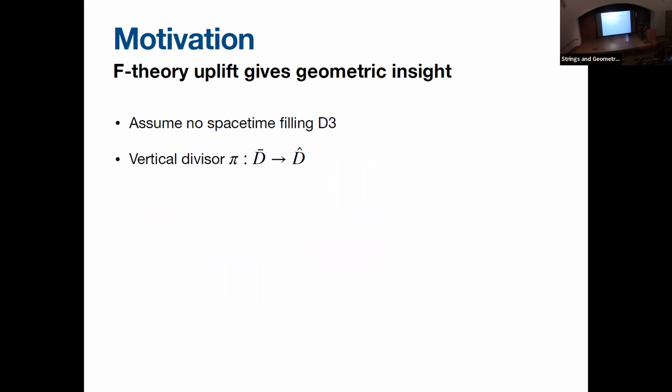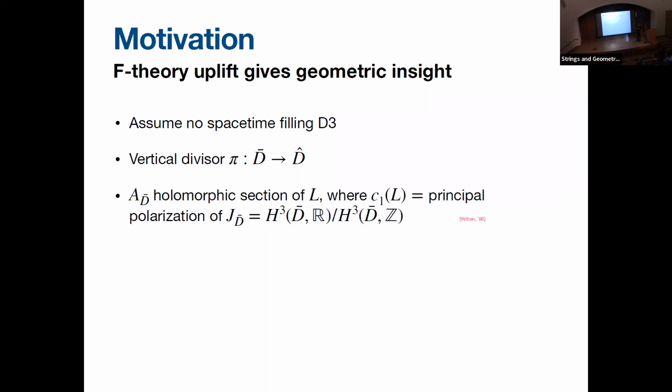So I'm going to work in the following situation, which is again motivated by KKLT-like vacua, but is by no means restricted to it. I'll assume that there are no space-time filling D3-branes, and I'll consider a so-called vertical divisor. This divisor D-bar is what I get by taking the F-theory lift of the Calabi-Yau threefold orientifold. You can think of D-bar as an elliptic fibration that projects down to my divisor D-hat through the projection associated to the F-theory elliptic fibration.